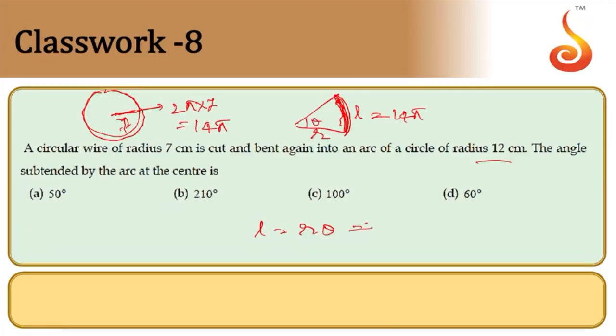Let me consider that theta is equal to L divided by R, the radius. L is 14 pi, and the radius of this is equal to 12. Now let me simplify. This is nothing but 14 pi divided by 12 in radians. If you want to write it in degrees, this can be multiplied by 180 divided by pi. When you simplify, you would get the required answer as 210 degrees. The answer is B.